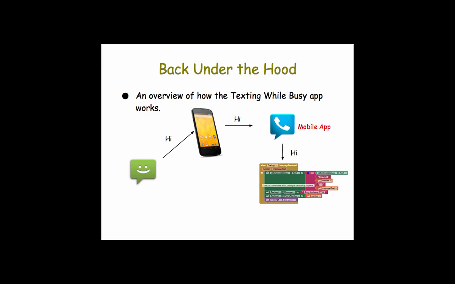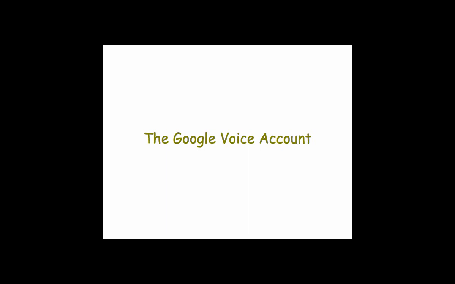Our message received block will fire, and it will then send a return message, but not directly to the receiving device. Rather, it'll send it to the user's Google Voice account, the Google Voice web app, which will then forward it to the device that originally sent the message. The mobile app is used to receive messages, and the web app, the Google Voice web app, is used to send messages.